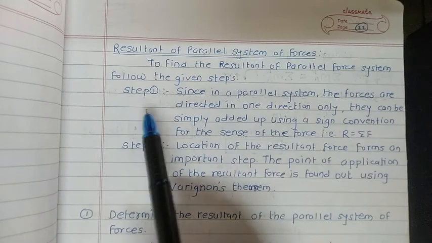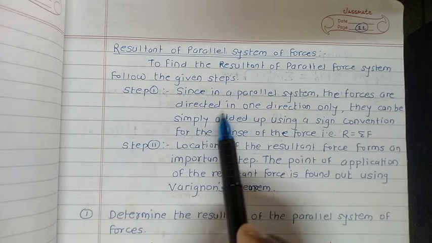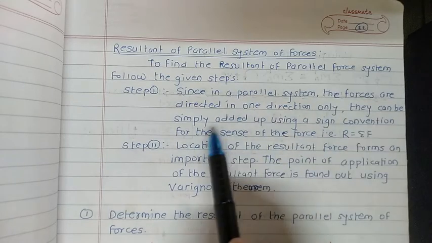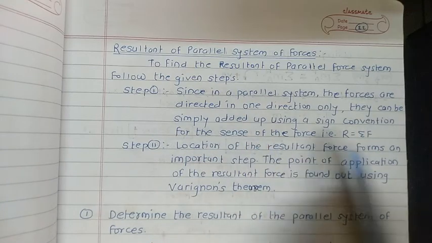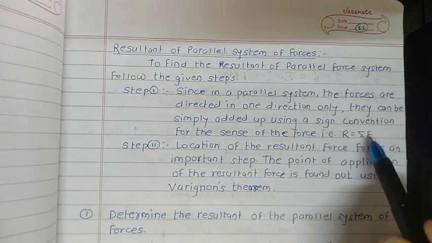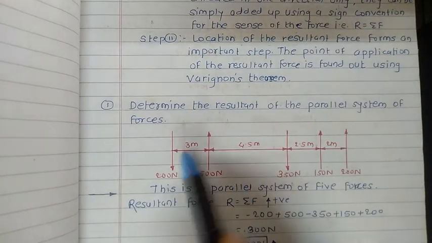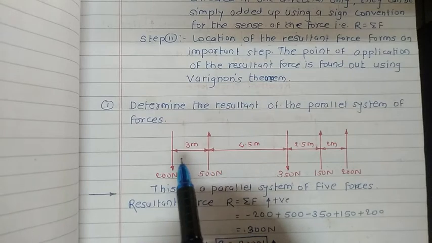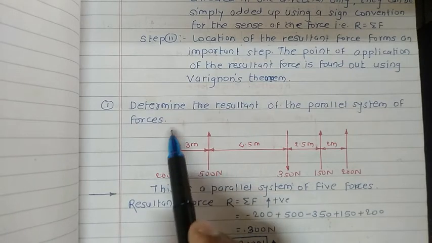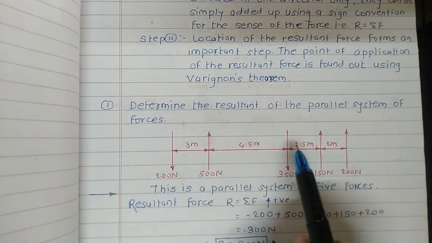In the first step, since it is a parallel system, the forces are directed in one direction only, so they can be simply added up using a sign convention for the sense of the force, that is R equals summation of F. Let us consider this example of a parallel force system. If you add all the forces, consider the direction of each force, whether it acts vertically downward or upward. According to that, we have to select the sign convention.